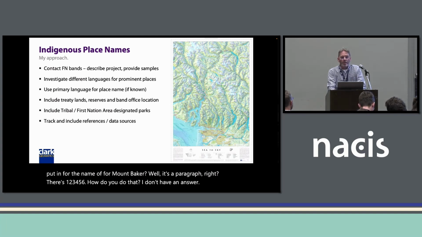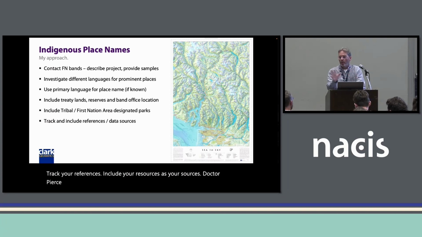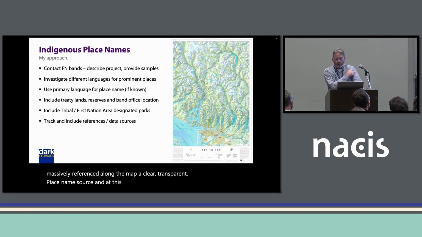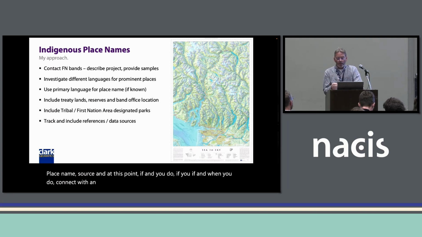Track your references, include your resources, your sources. Dr. Pierce massively referenced along the map a clear, transparent place name source. And at this point, if and when you do connect with an Indigenous community, having this proof of concept map will facilitate the process, and that's the important thing, is to facilitate and build the relationship.